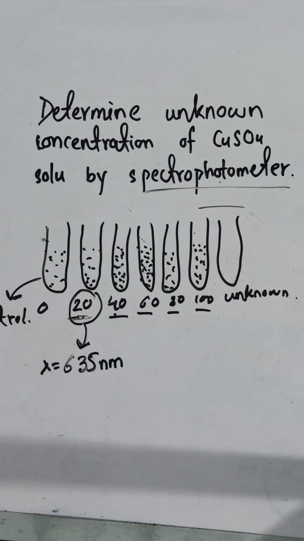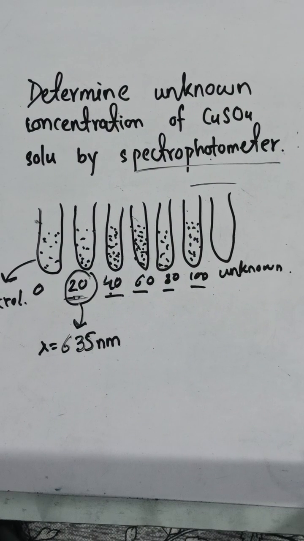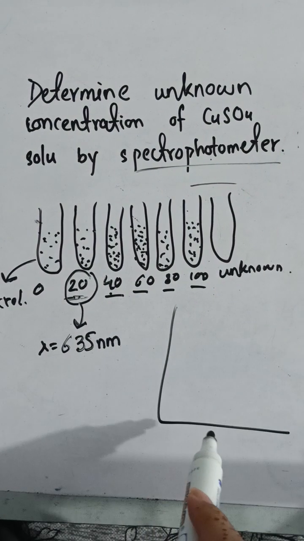And through the spectrophotometer, it sends the signals to the detector and the readout device, and then it makes a graph, and the graph will be plotted between your concentration and the absorbance. So how the graph will be made, let's make out the graph of it. So here is the graph.